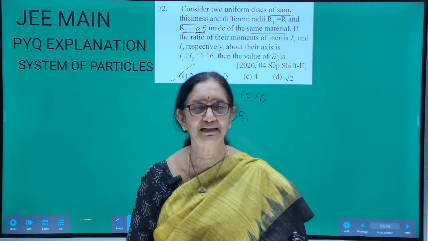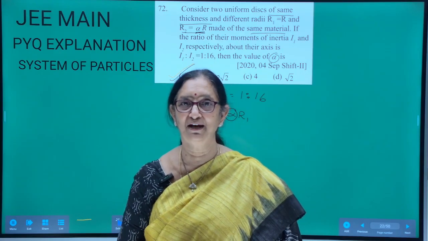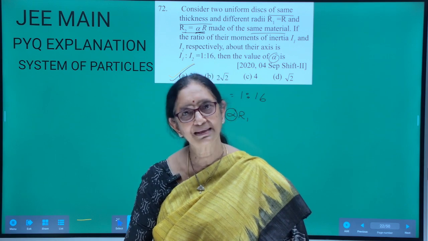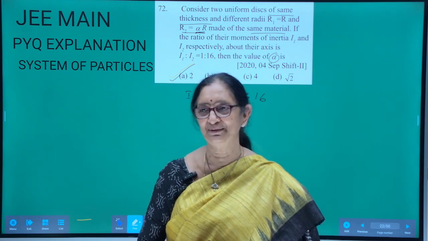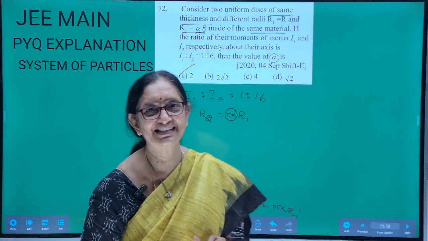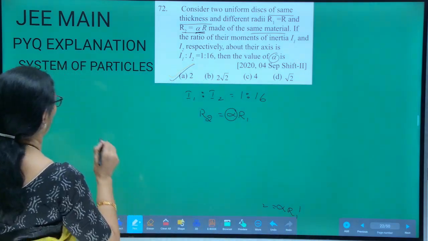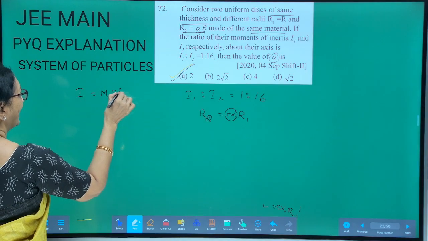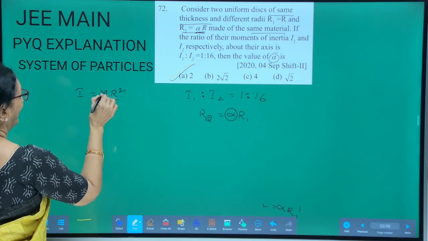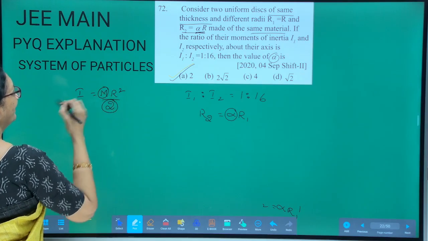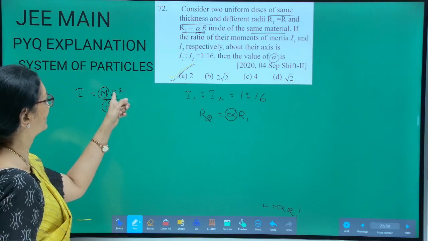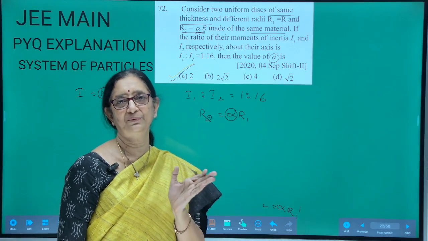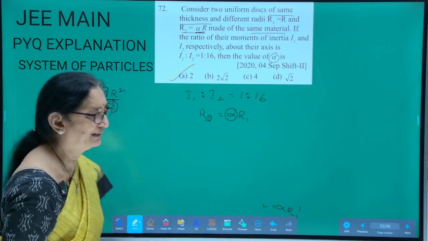For a circular disc, what is the formula for moment of inertia about an axis passing through the center perpendicular to the plane? It is m r square by 2. You are right. So, I is equal to m r square by 2. Here they didn't mention anything about the mass, they just mentioned the radius. So, try to find the relation between mass and radius of the disc.